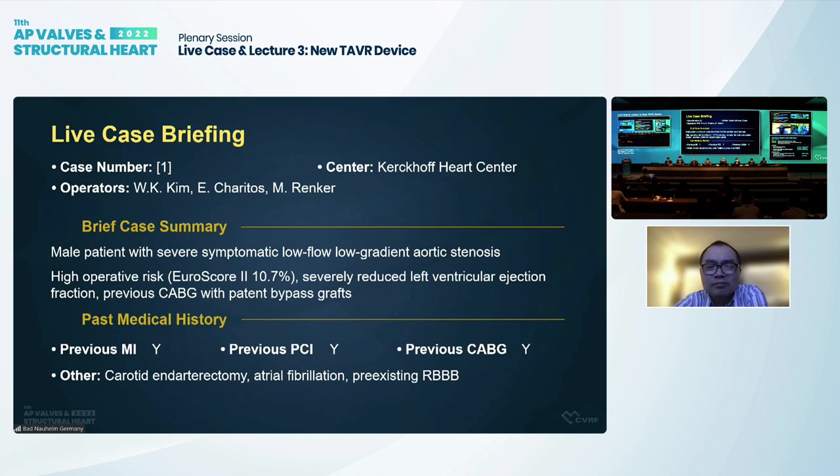We have the case summary. We have an 81-year-old male patient with severe symptomatic low flow, low gradient aortic stenosis. He is a high operative risk patient, with the Euroscore presented here. He has severely reduced LV function and previous CABG with patent grafts. His history includes previous MI, PCI, and CABG, as I said. He also had carotid surgery in the past, and he suffers from AFib, and there is a pre-existing right bundle branch block.